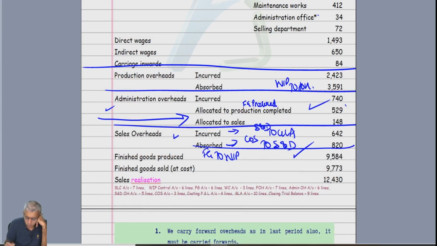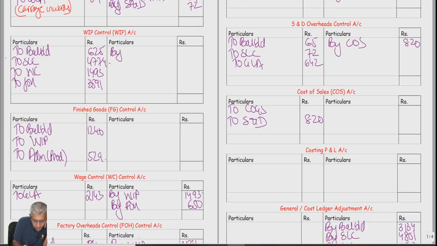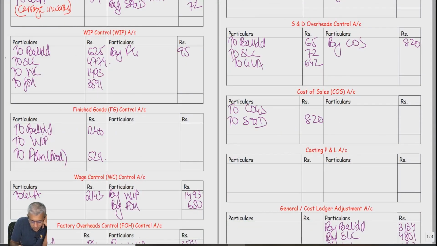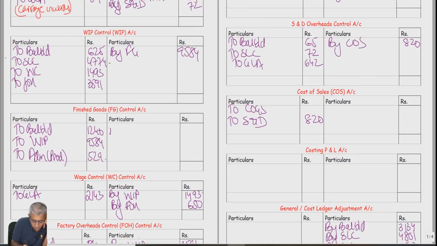Further, finished goods produced at cost. So finished goods account debit to WIP, by finished goods 9584, and this I have already written 9584. Further, finished goods sold at cost. So therefore this is by COGS 9773. It goes to COGS account. From there it goes to COS account 9773.